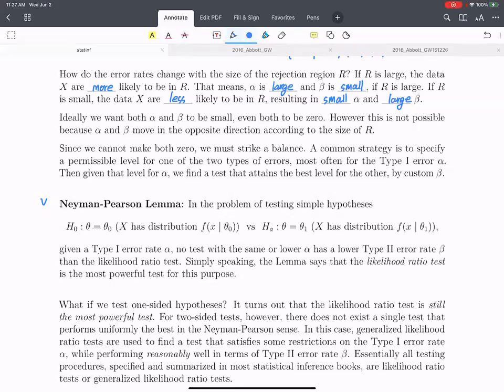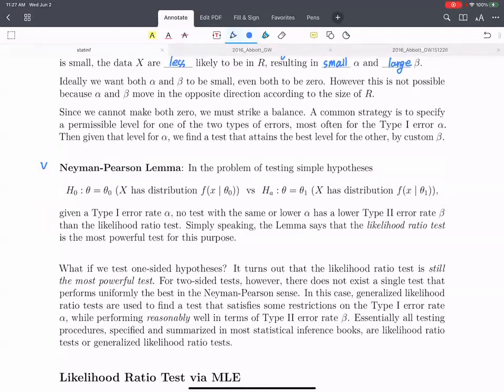And then if we want to minimize the type 2 error rate, the likelihood ratio test is the best under that scenario, which is specified in this famous theorem, the Neyman-Pearson lemma. But what happens if the hypothesis is one-sided, not just a simple hypothesis? In that case, it turns out that the likelihood ratio test is still the best, still the most powerful testing procedure.